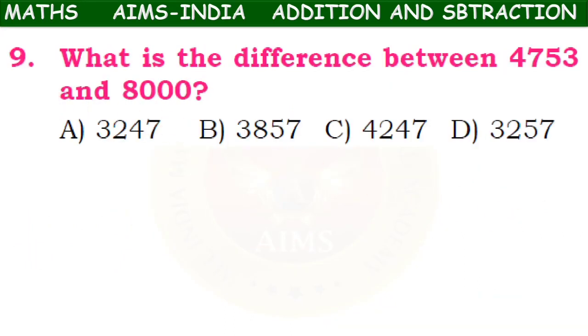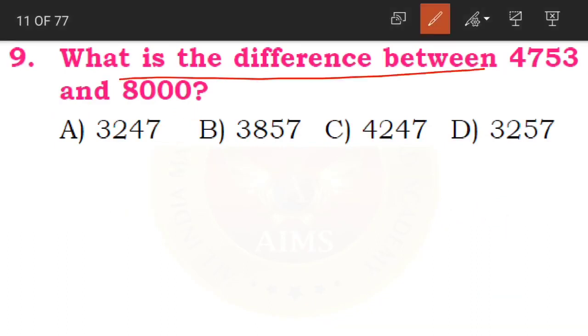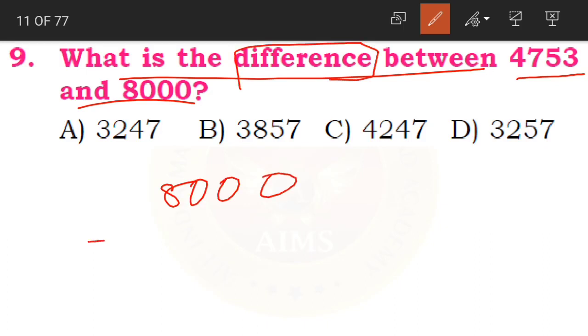Moving on to question number 9. It is a very straightforward question. What is the difference between 4753 and 8000? Difference means what? We need to subtract. So we'll just simply subtract. 8000 is the bigger number, so we are writing it first.